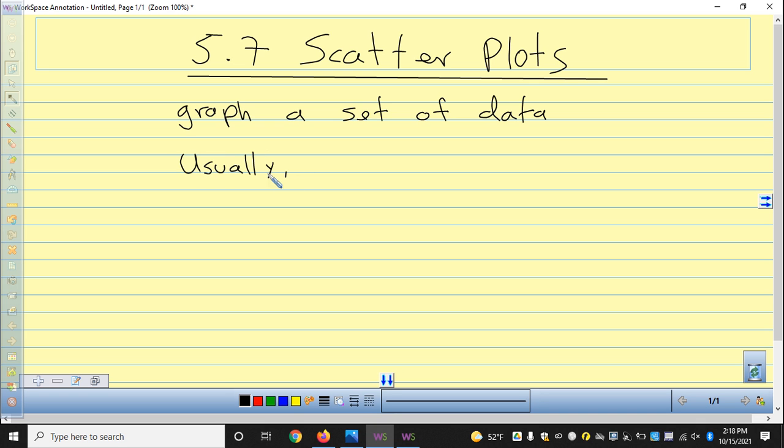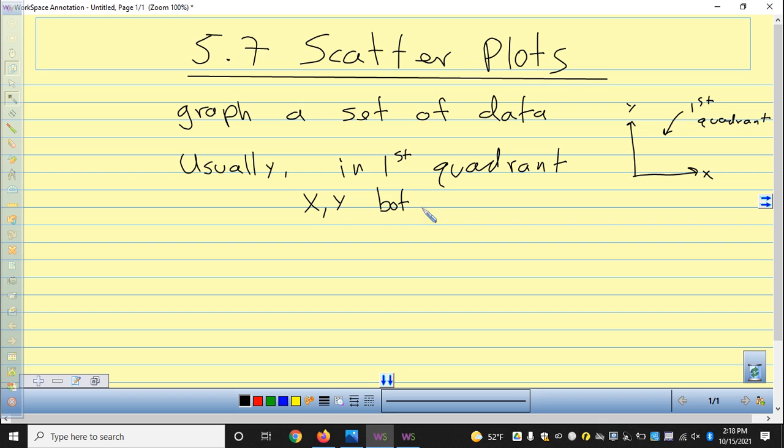Usually, not always, usually in the first quadrant. And that means our graph usually looks like this, and we're here. This is the first quadrant. And well, that also means that our x and y are both positive. So usually scatter plots have to do with positive numbers. Not always, but usually.